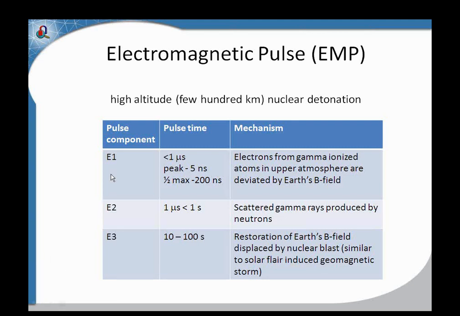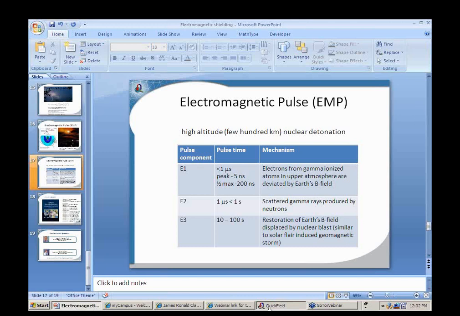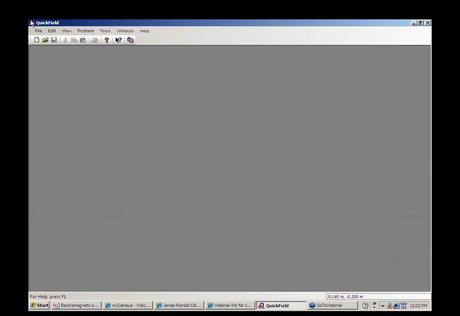So we can simulate an E1 component using transient magnetics with a pulse of about 200 nanoseconds, and as well we'll simulate the E3 component.